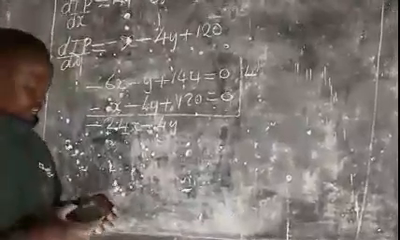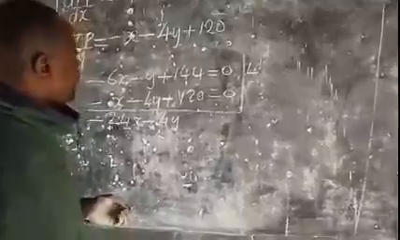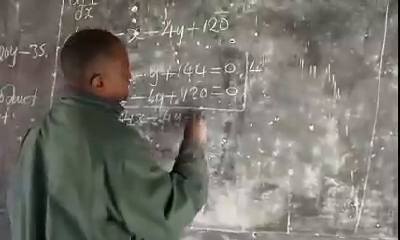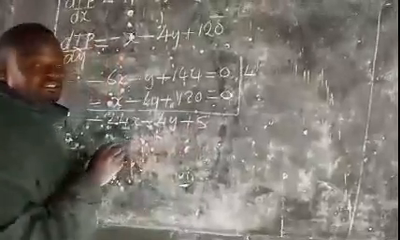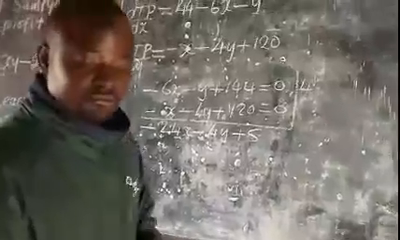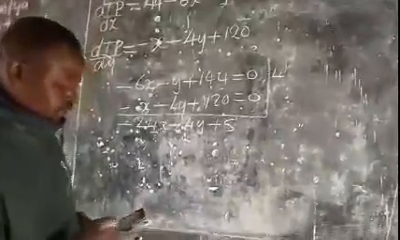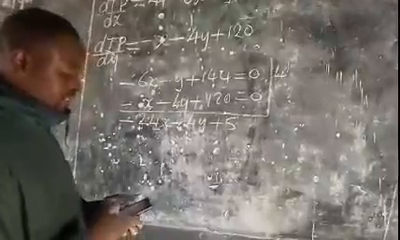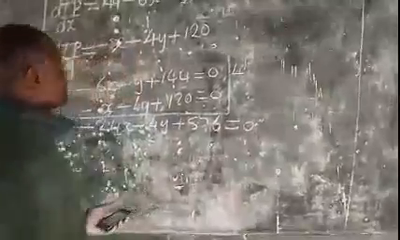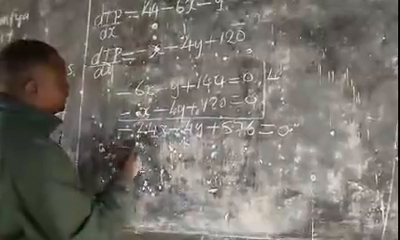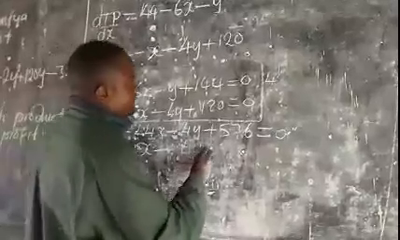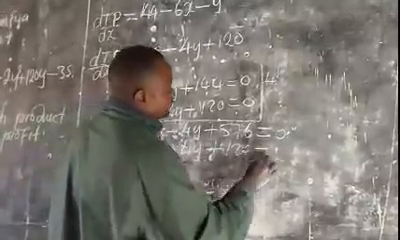144 times 4, it should be plus 500 and 144 times 4 giving me 576, which is equal to 0. This equation down there will just remain the same, to be negative x minus 4y plus 120 is equal to 0.